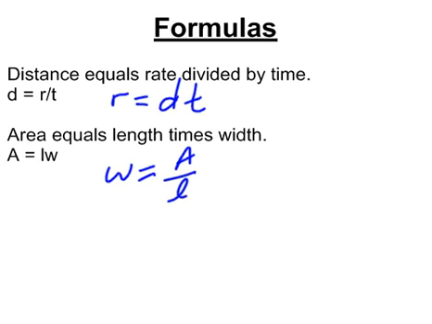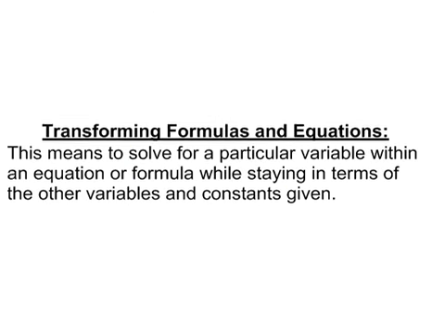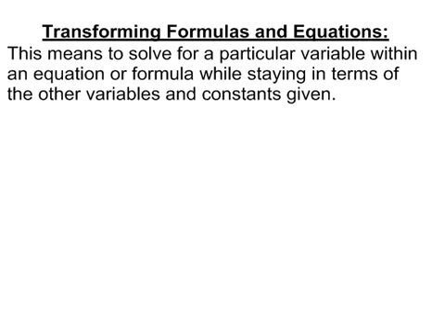So the process of changing these around is called transforming these formulas or equations. This means to solve for a particular variable within an equation or formula while staying in terms of the other variables and constants given. Now, for example, like what we just talked about, we had area equals length times width.